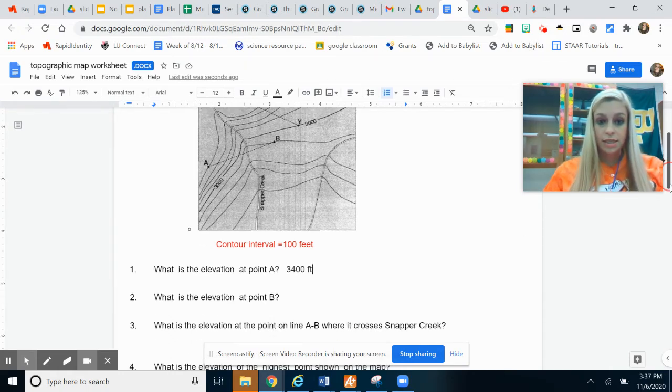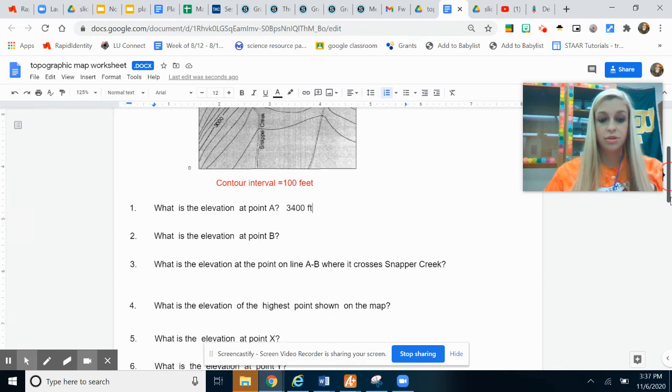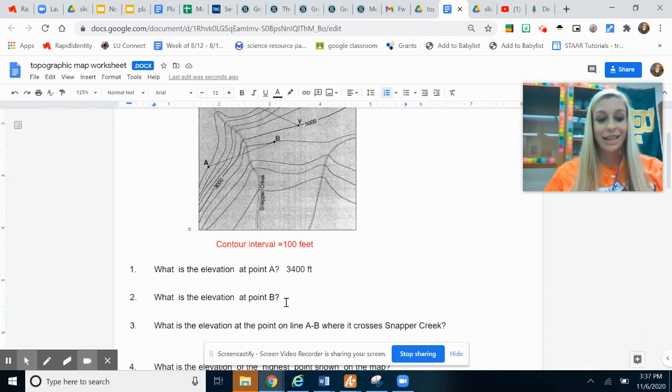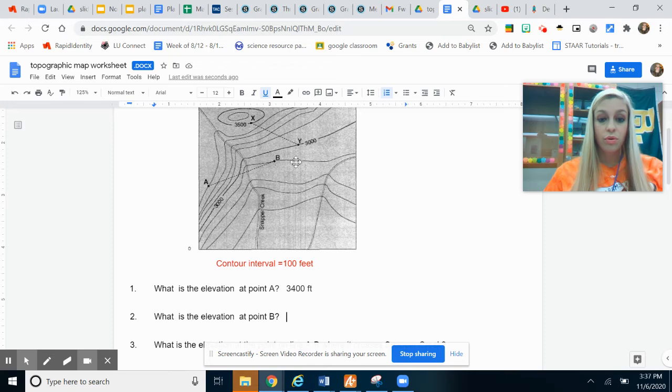All right, let's do one more. Let's do two more. I'll be nice to you. This one says, what is the elevation at point B? Okay, so we're going to work our way down for this one. We see this dark labeled line is 3,000. If I want to go down one line, that means I need to subtract 100 feet because I'm moving down the mountain. So I'm not increasing elevation, I'm decreasing. Our interval is 100, so I'm decreasing by 100 feet. So this would be 2,900 feet. And I don't want it to be underlined.